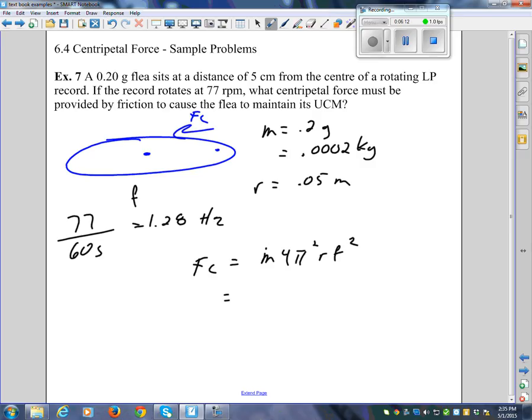So 0.0002 times 4 pi squared, radius 0.05, frequency 1.28 squared. Can you imagine having to do this without a calculator in the good old days? You could divide by t squared, yeah, but we've already got this, right?